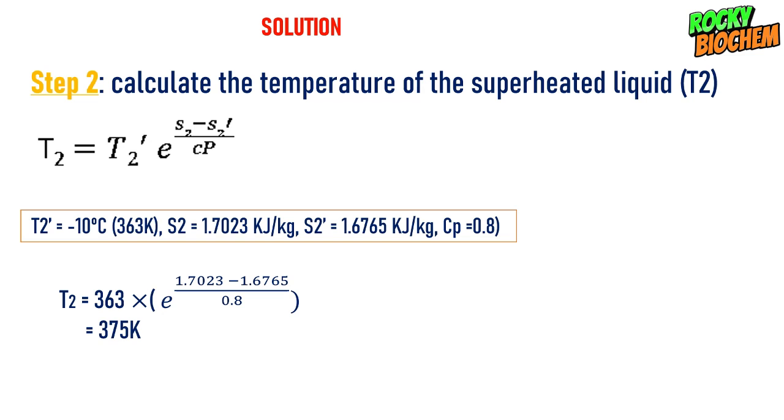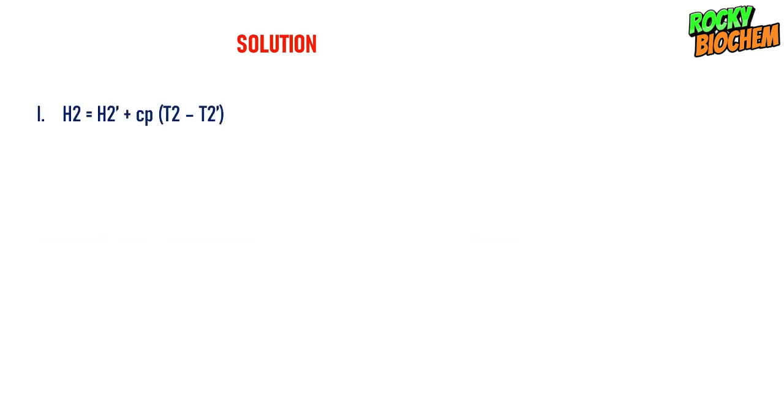So for question 1, we were asked to calculate the enthalpy of the superheated vapor, that is H2. And we have this particular formula. I made mention of this formula when I started this video: H2 is equal to H2 prime plus Cp multiplied by (T2 minus T2 prime). Don't forget this formula. Just fix in the values, and at the end you will get your H2 to be equal to 432.28 kilojoule per kilogram.